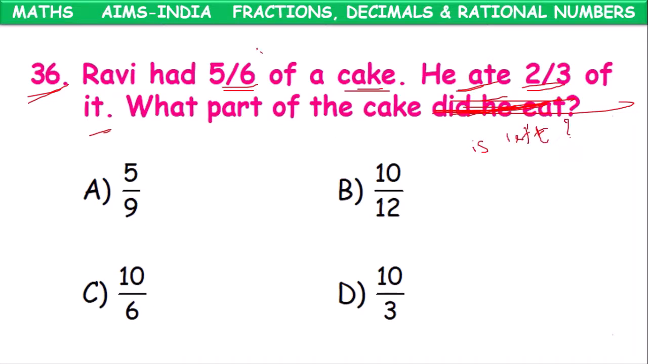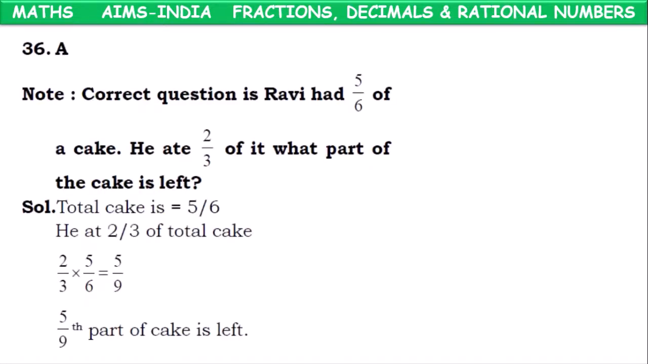Out of the 5 by 6 part, 2 by 3 part of the cake was eaten by Ravi. Then what part of the cake is left? Here the question also says he ate 2 by 3 of it. What part of the cake is left? Like that we have to rectify the question.